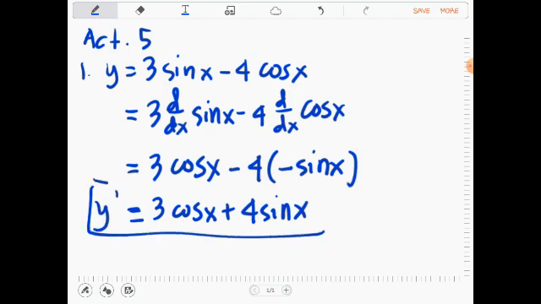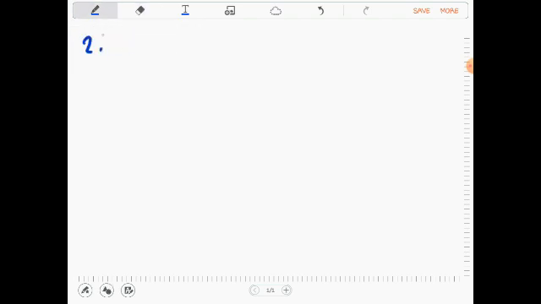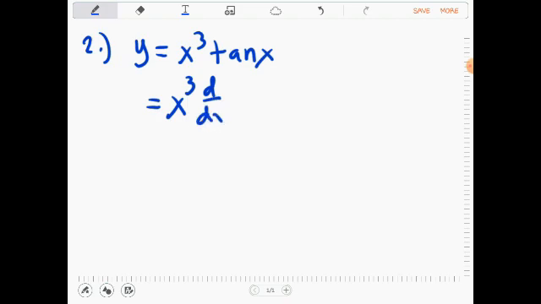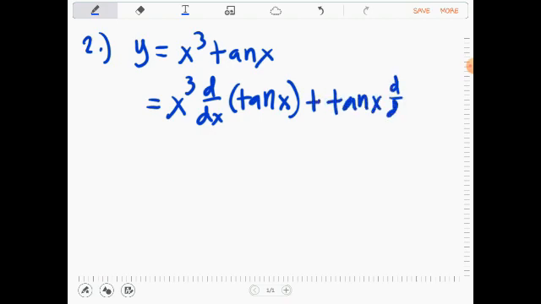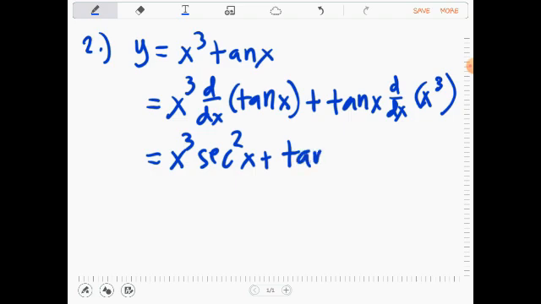Y prime. Okay? Number 2. For number 2, we have y is equals to x cubed tan of x. Okay? So, this should be equals to x cubed times d over dx, or the derivative of tan x, plus tan x times the derivative of x cubed. Okay? And this should be equals to x cubed. Yung derivative ng tan x is equals to secant squared x, plus the tan x, derivative of x cubed is 3x squared.